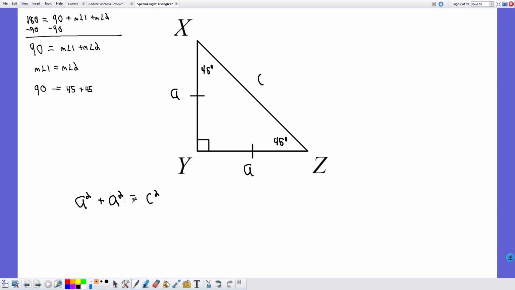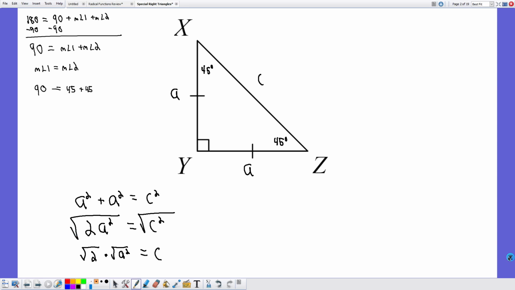A squared plus A squared are like terms, so we can combine them. A squared plus A squared is 2A squared, and that's equal to C squared. If I want to solve for the hypotenuse, C, we take the square root on both sides. The square root of C squared is just C. And the square root of 2A squared can be separated out as the square root of 2 times the square root of A squared.